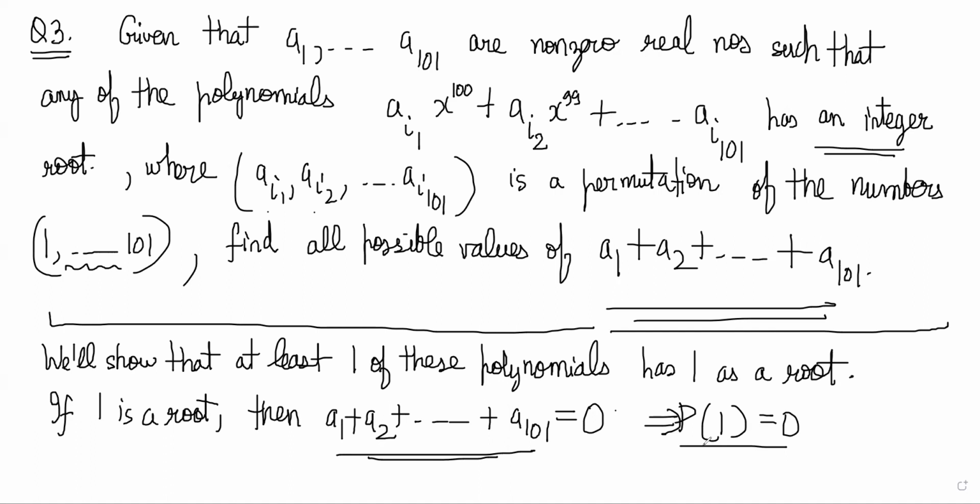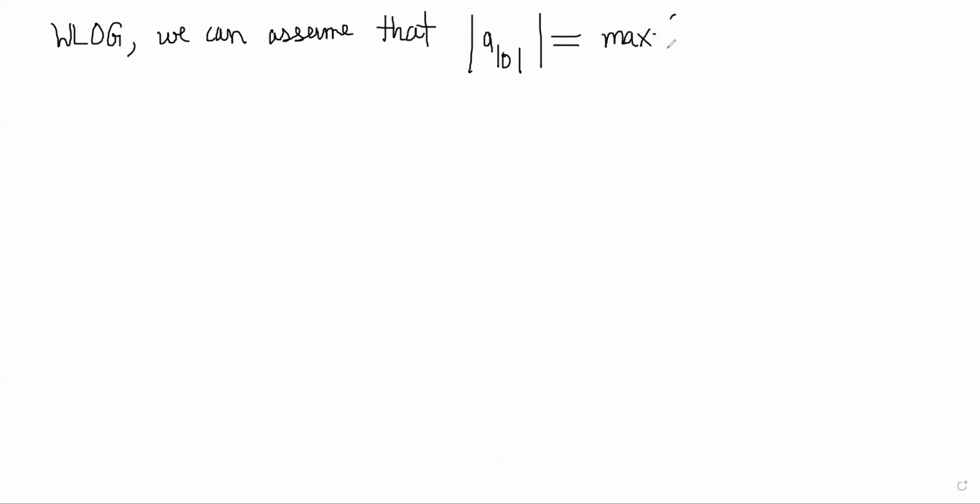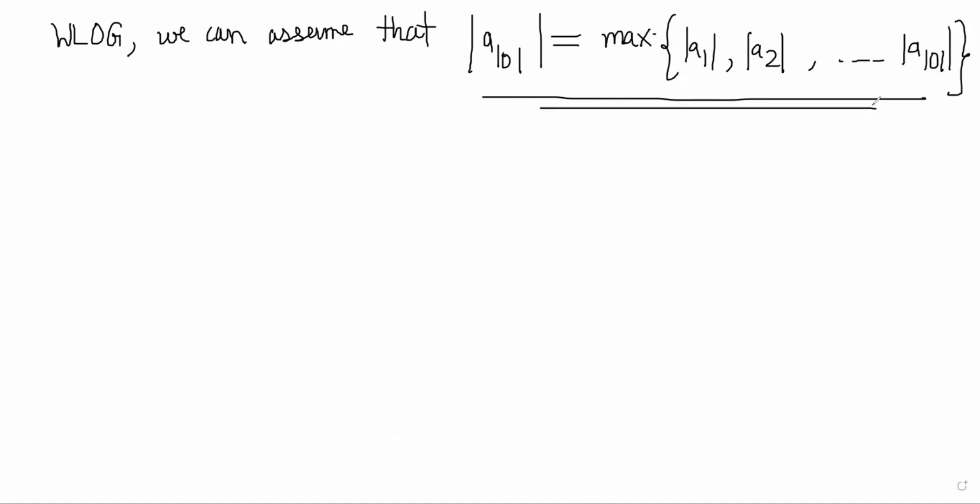So we will get 0 as a possible value of a1 plus a2 till a101. So this is the first thing that we are trying out. So let's see what happens. Without loss of generality, we can assume that a101 is the maximum coefficient, or it has the maximum modulus, equal to max of a1, a2 till a101. This is just an assumption right now.